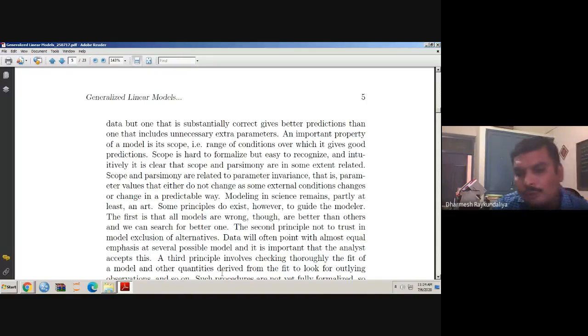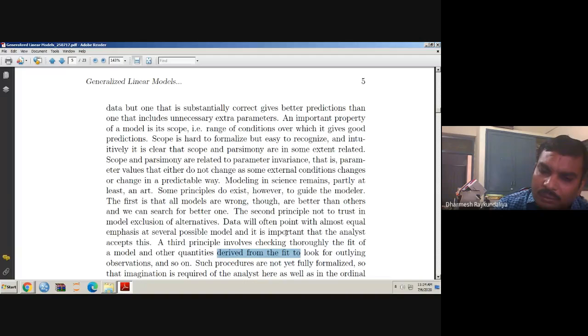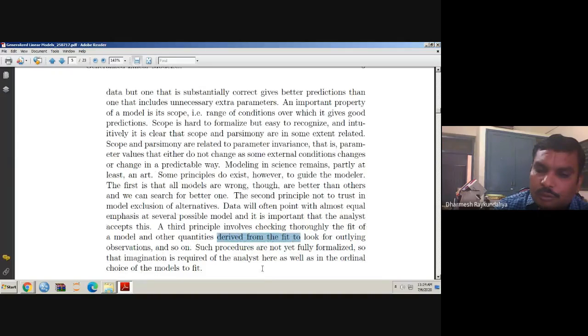A third principle involves checking thoroughly the fit of a model and other quantities derived from the fit to look for outlying observations and so on. So once the model is designed, you have to see whether the model you have developed is really a good fit or not. Is there any outlier present in your data or not? Such procedures are not yet fully formalized. So imagination is required of the analyst here as well as in the original choice of the model fit.